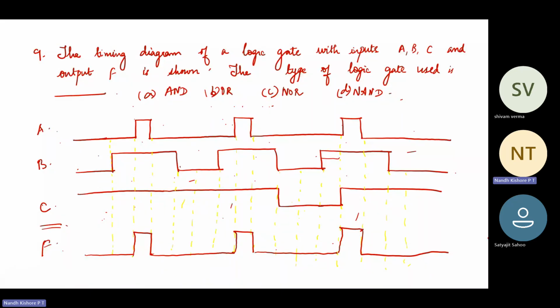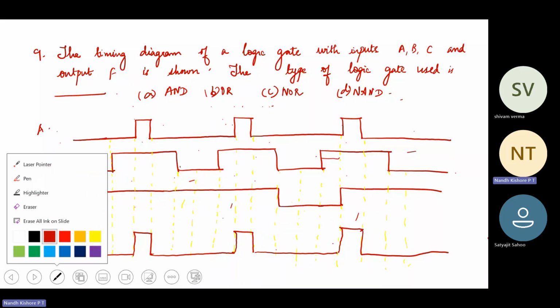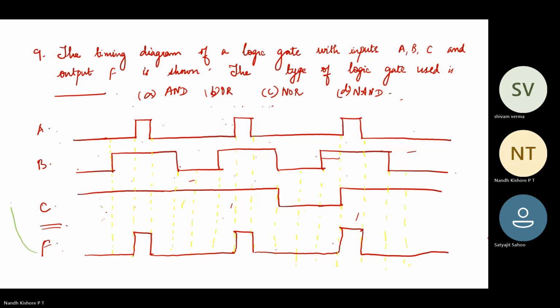So over here you see that F and A are same. Okay. F and A are same, right? So what is the output you are getting over here? So is it an AND gate, OR gate, NOR gate, NAND gate? That the output is high whenever all the inputs are high, sir. So it signifies an AND gate. Correct. It's an AND gate, correct.